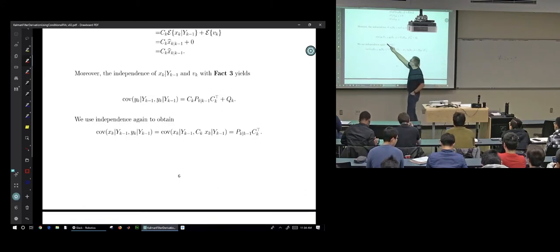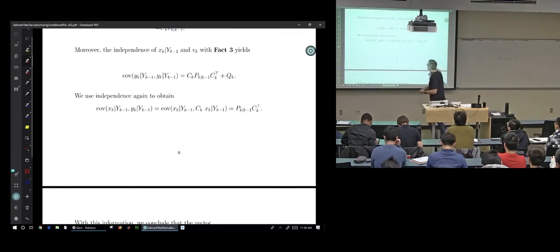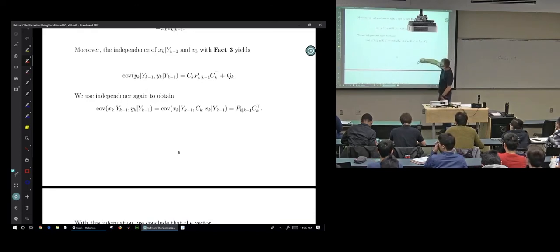Doing the covariance, this is exactly the formula we had doing the calculations in the MVE. The covariance of yk given Yk minus 1 is Ck times the covariance of x at k given k minus 1, times Ck transpose, plus the covariance of the noise term. And the correlation between x and y, these two conditional random variables, is the exact same formula as in the MVE. It's the covariance of the x term times C transpose.